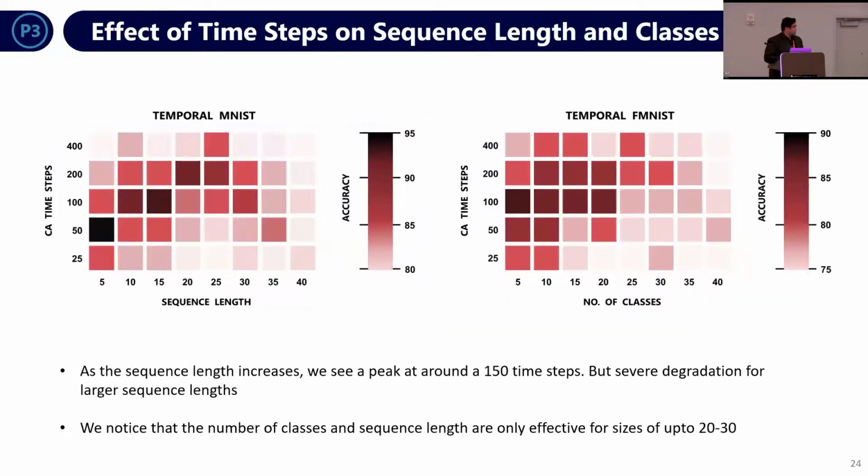I'm almost done. The last test that we did was varying the number of classes as well as the sequence length to see how they affected the number of time steps required to reach a convergent solution. We noticed that the sequence length actually affects it because it's trying to memorize the entire sequence. So longer sequences affect the cellular automata, whereas the number of classes is not that affected because that load falls upon the classifier after the cellular automata is done.